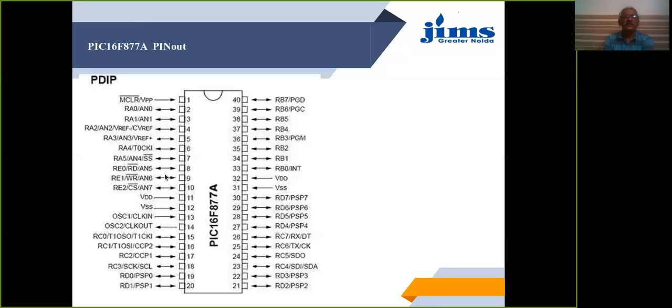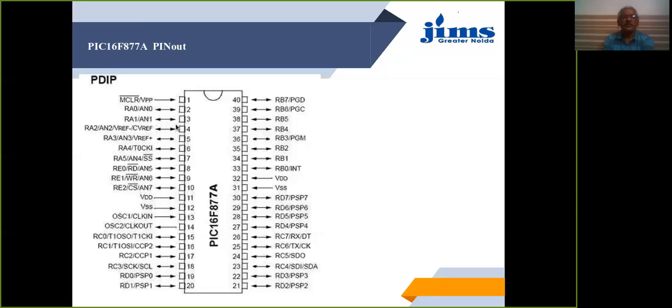As far as the other signals are concerned, there is basically one A to D converter, an 8 channel A to D converter. That means 8 independent analog inputs can be applied on these inputs. There is port A0, A1, A2, A3, A5, then E0, E1 and E2. That is 8 different analog inputs that can be provided on port A and port E.